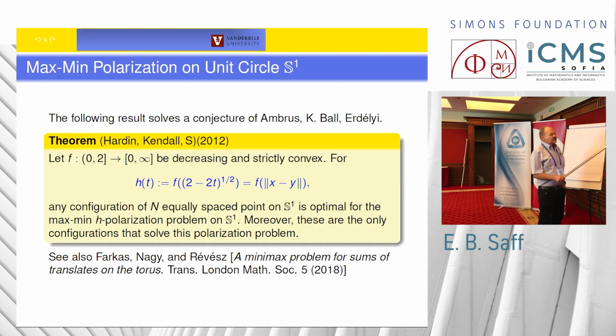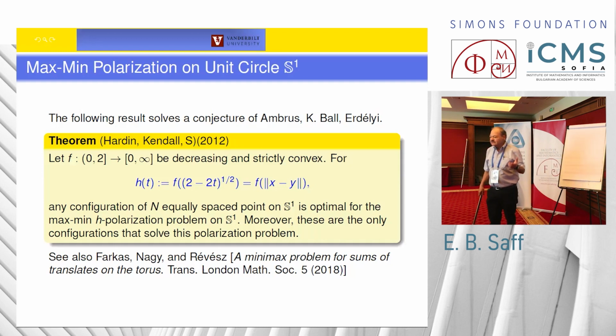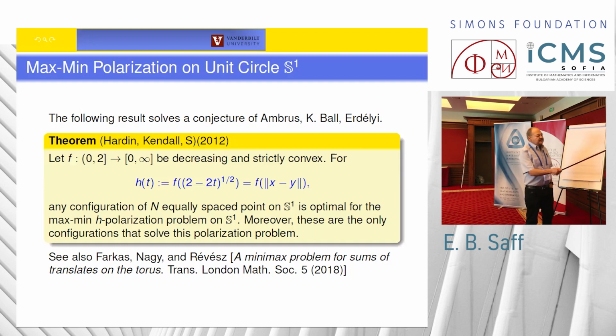Okay, so one of the simplest things is this. You have the unit circle. I want to put n points on the circle in such a way as to maximize the minimum of the discrete potential at those points. That's the max-min problem on the circle. And the answer is going to be obvious. They should be equally spaced, it would seem, for any reasonable potential h.